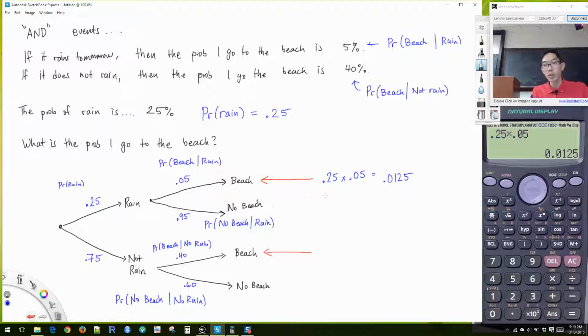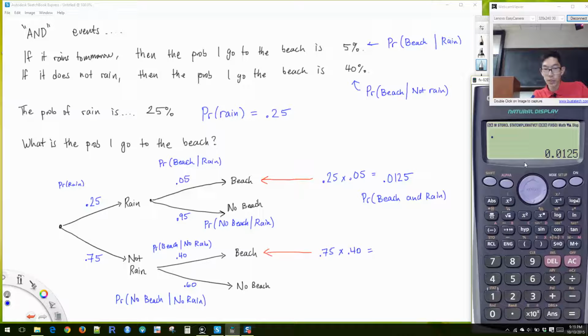So this is the probability that it rains and I go to the beach. This is probability of beach and rain. Notice this is different because I used the word and, not a vertical bar. Then what's the probability I end up down this path? I do 0.75 times 0.40. I just multiplied the numbers down those paths, and I get 0.3.